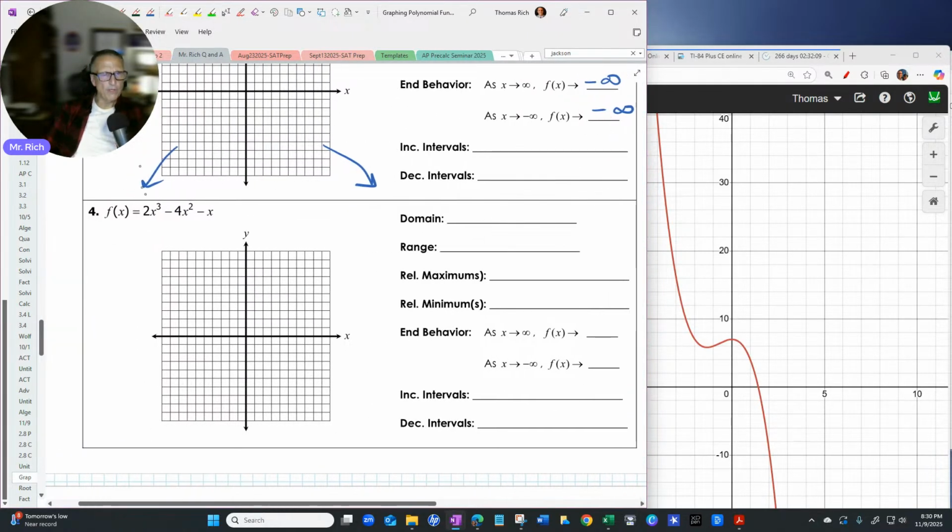2x to the third minus 4x squared minus x. We've got an odd degree, and we have a positive leading coefficient. That means I know that it's going to be going up to the right, down to the left. So if I'm going to express the end behaviors, as x goes to infinity, the y values are going up towards y values of positive infinity. This says as I go to the left, those y values are going to be going down towards negative infinity, like that.